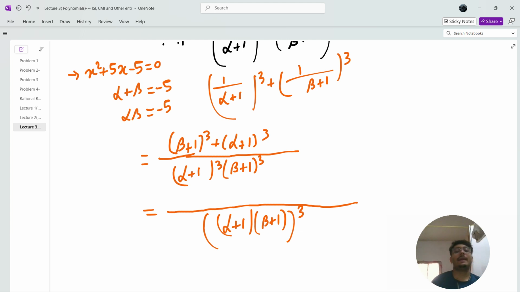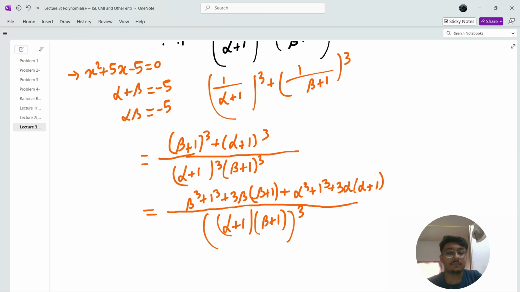We know the formula of a plus b whole cube: that is a cube plus b cube plus 3ab into a plus b. We apply the same one here. So a cube means beta cube, plus b cube, that is 1 cube, plus 3ab, that is 3 into beta into 1 into beta plus 1. Similarly, for alpha plus 1's whole cube, that gives me alpha cube plus 1 cube plus 3 alpha into alpha plus 1.